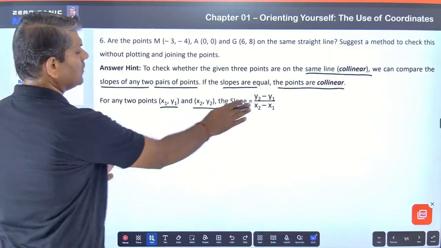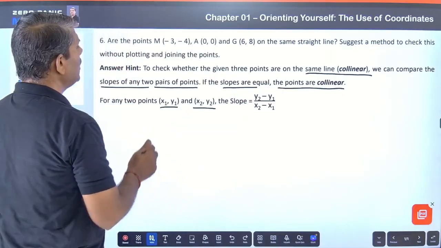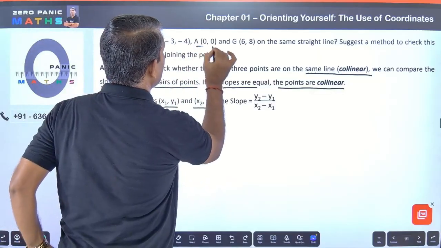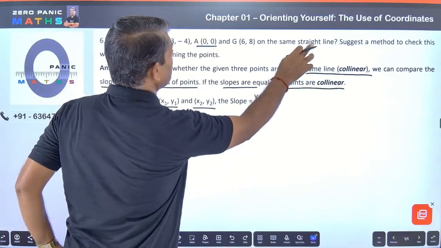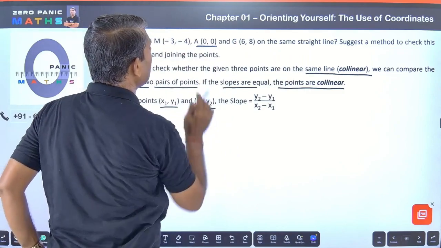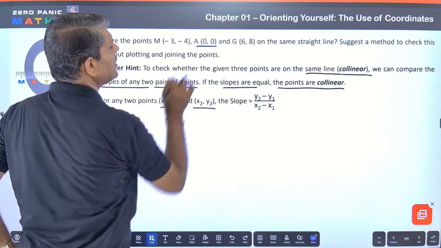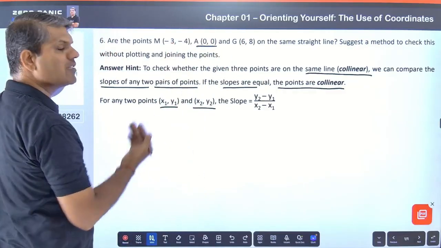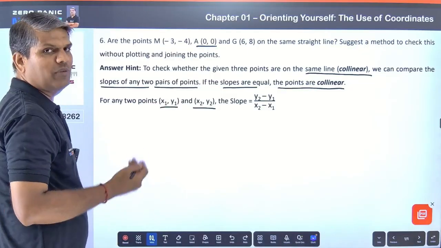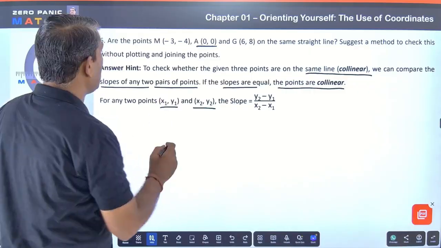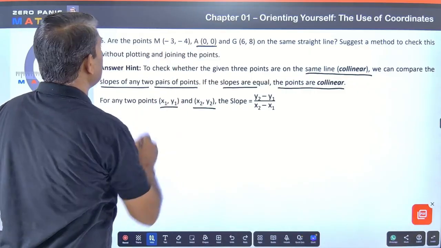Okay, now this is the slope. Now what did I tell? To identify whether A is on the same straight line between M and G, we have to find out the slope of MA and AG, and if that is equal, then we can say that these points are on the same line. Understood? Okay, now let us find out the slope of MA.